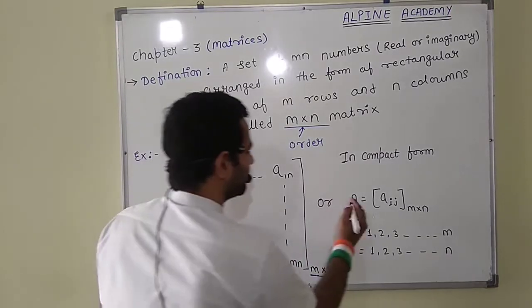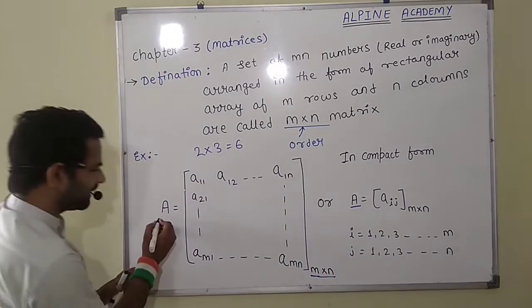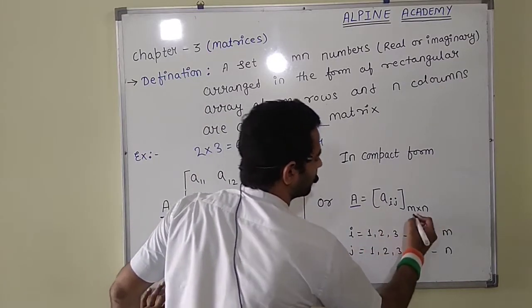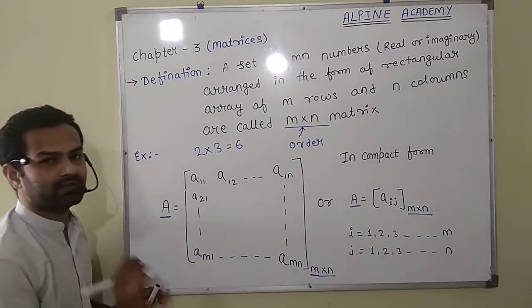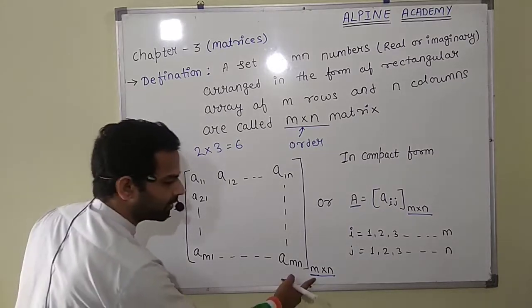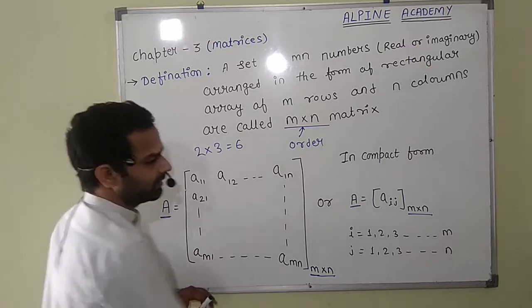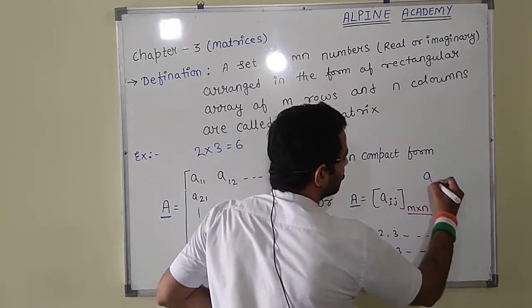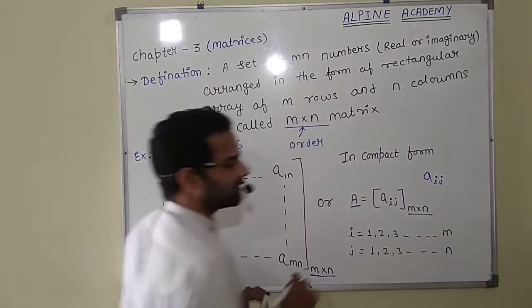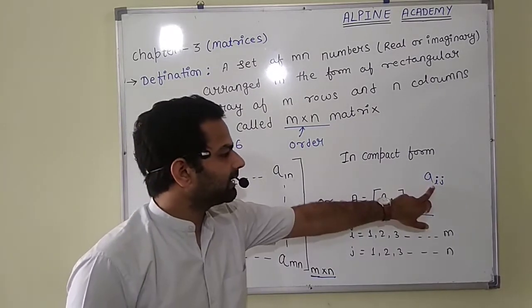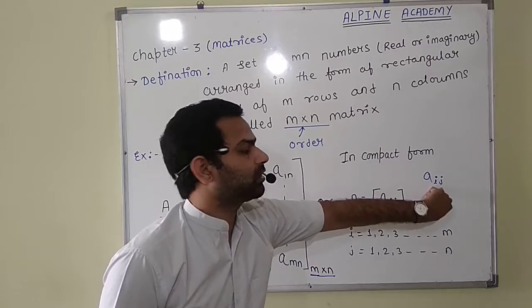So you can see that here A is our matrix which is written as [aij] m cross n. So here m cross n represents what? Order of matrix. So यहाँ पर order कितना था? m cross n, और यहाँ पर भी order कितना है? m cross n. What aij represents here is the element. Which element? ith row और jth column का element.